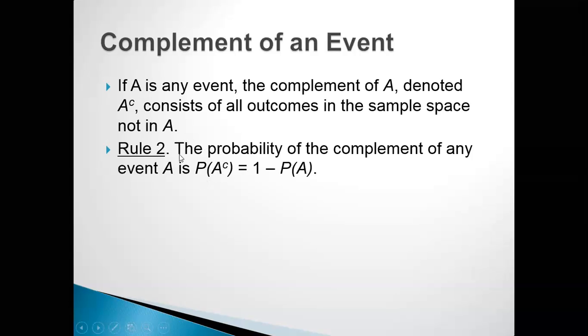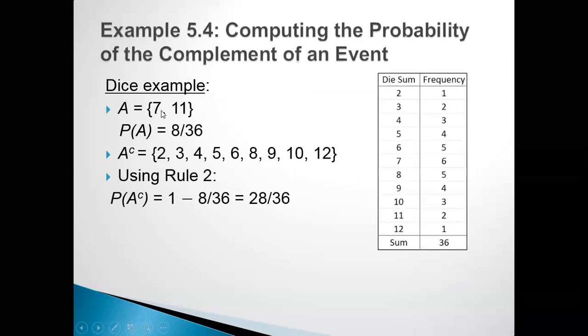So that rule is: the probability of the complement of any event A, P(A complement), equals 1 minus P(A), right? We also took the dice example, where the event is 7 or 11. The probability of getting A, which we already calculated in our last slide, is 8 by 36. Now in a dice, except 7 and 11, the other outcomes are 2, 3, 4, 5, 6, 8, 9, 10, 12. We have excluded this event.